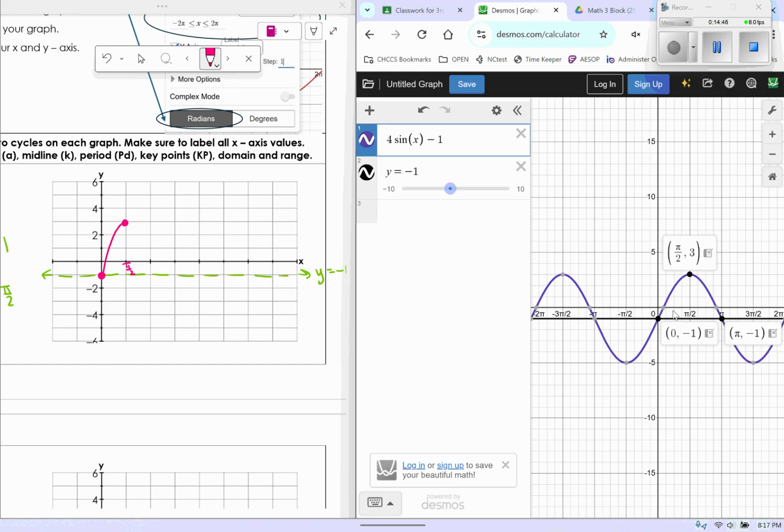So the key points are the maximum, midline, minimum, and the midline. So it hits at pi, negative 1. So then we're going to put pi here and negative 1. Then if we keep going, the next point is 3 pi over 2, negative 5. And then the last point would be here at 2 pi, negative 1.